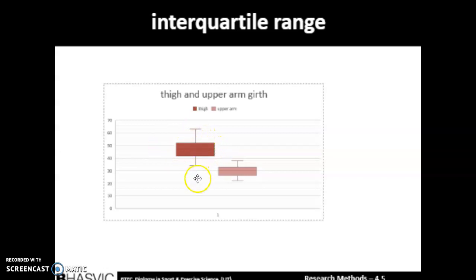This is 100% of the data between the whiskers. We've got 50 to 75 even to 100, sorry. And then we've got 25 to 0 here, and in the middle 50 is within the box. Same here, it's just at a lower level.